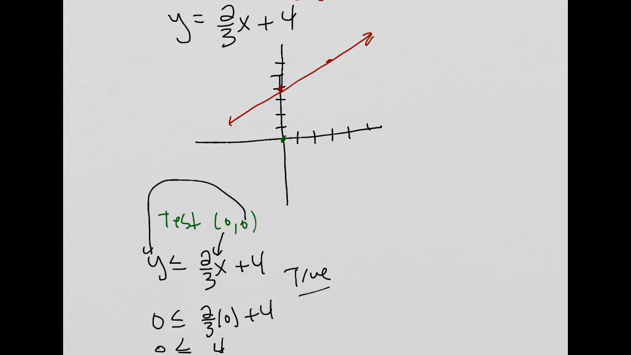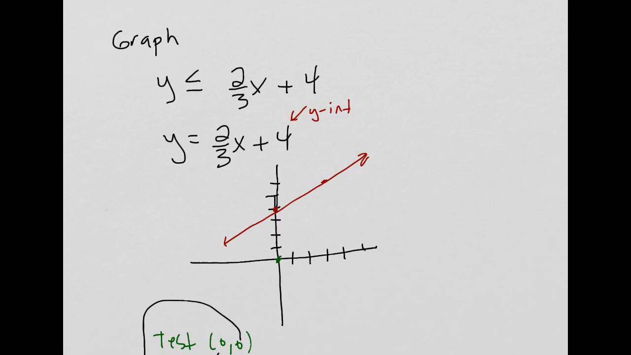So my solution would include the line itself. Why does it include the line itself? Because I've got this equal to here, so I'm allowed to have y equals 2/3 x plus 4. So it includes the line itself as well as the points below the line. So my final solution would look like that. It would be the line, and then everything below would be shaded.